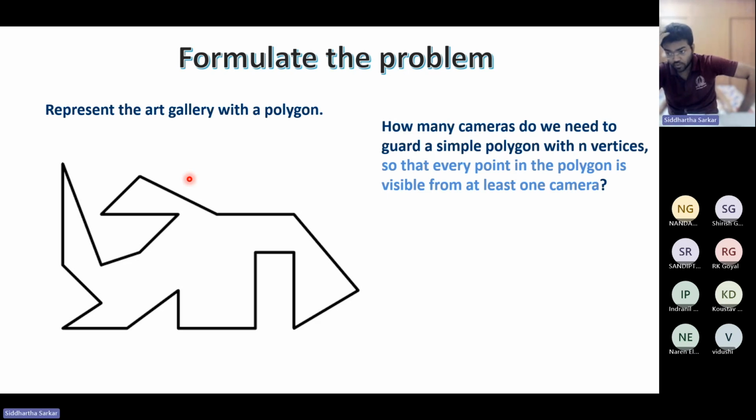Is the question clear to everybody? Is there any doubt on the question? How many minimum number of cameras? How many cameras do you need? Yeah. So what is the minimum number of cameras we need?